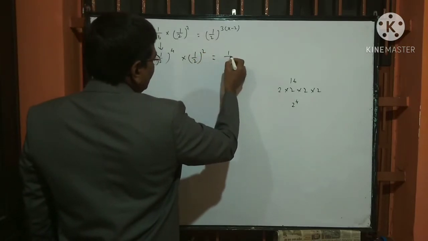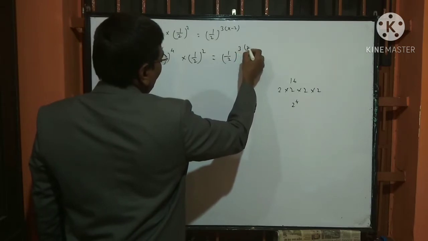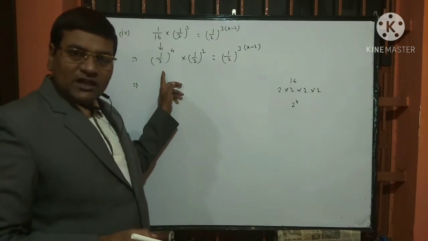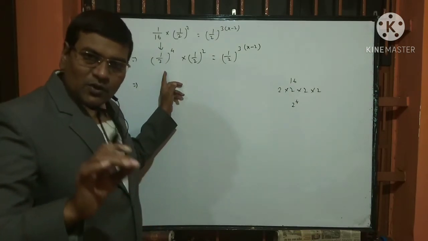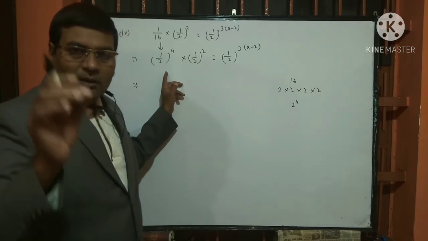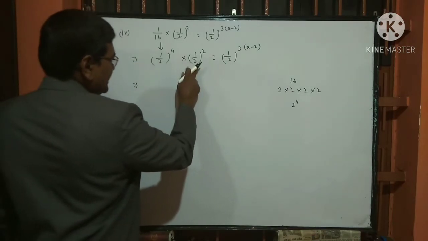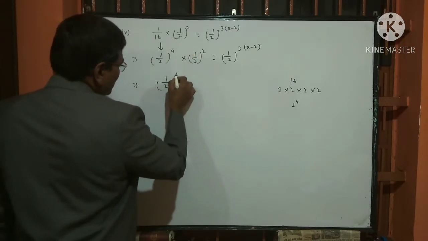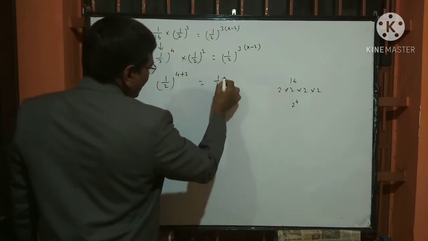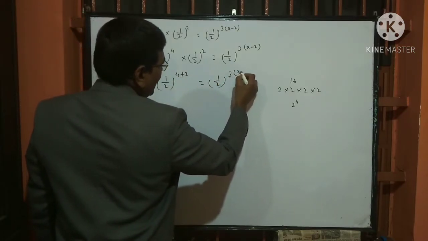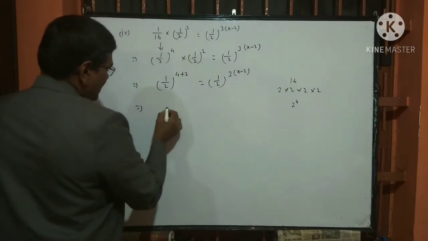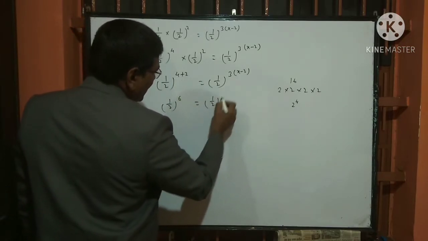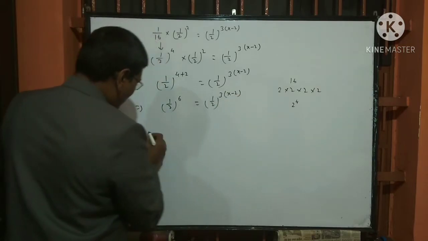On the right hand side it is 1 by 2 to the power 3 into x minus 2. Now which formula do we have to use here? x to the power m into x to the power n equals x to the power m plus n. Both bases are same, multiplying, so the powers will be added. 1 by 2 to the power 4 plus 2, it is 6, and 1 by 2 to the power 3 into x minus 2.